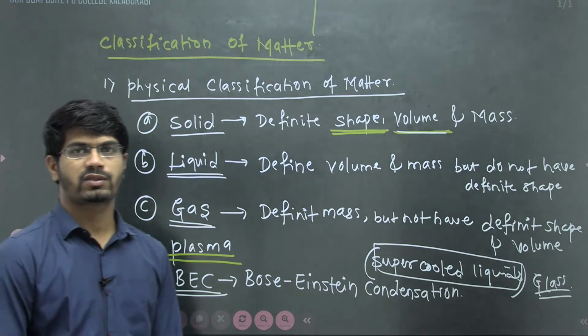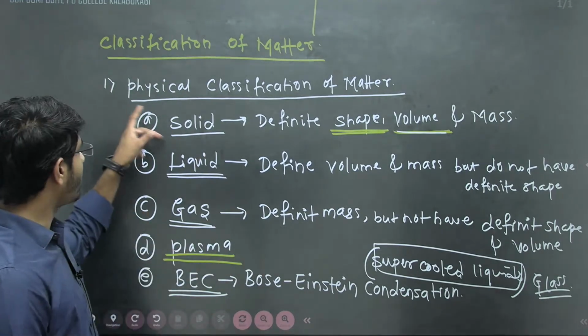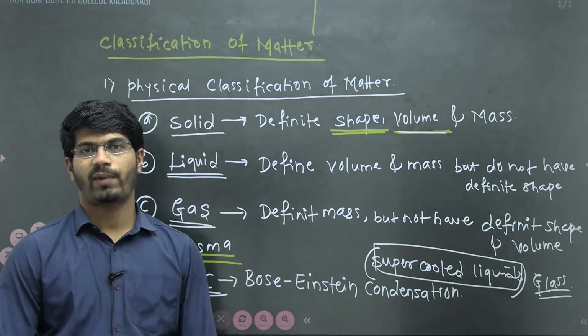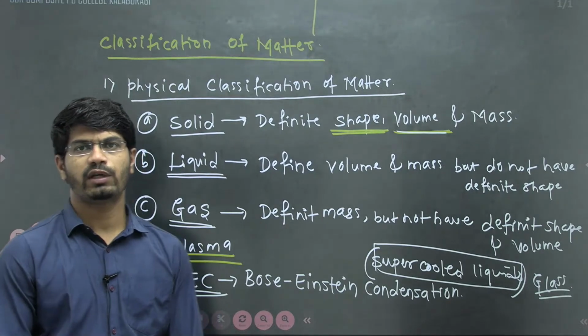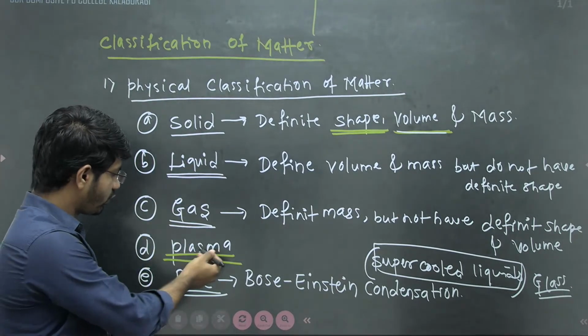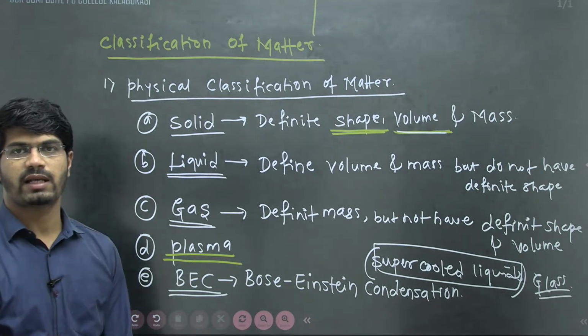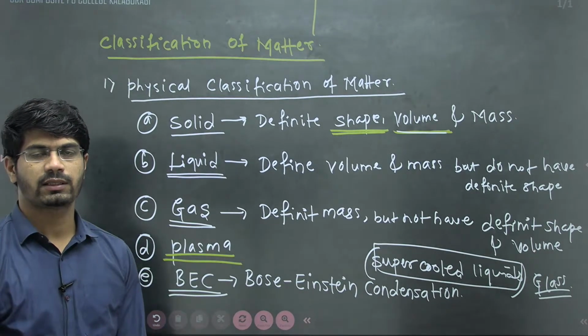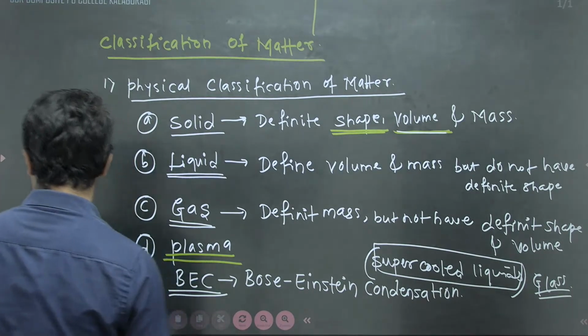Getting over here, what is going on? So this is about our physical classification of matter. Physical classification of matter, you need to write about these at least three. Okay, and then our fourth is plasma and Bose-Einstein condensation. Clear with this? Right. So moving on to the next one.